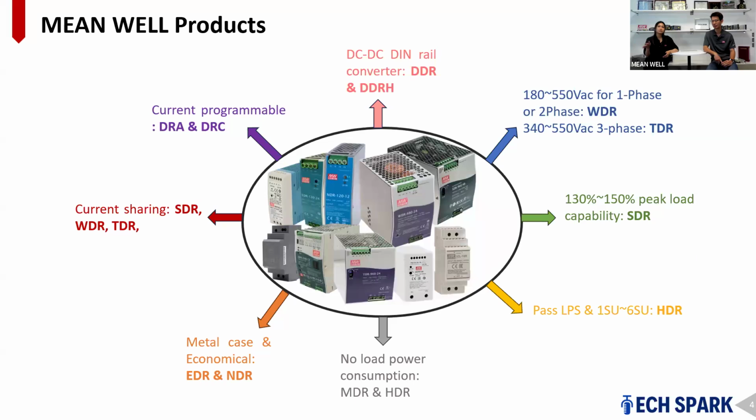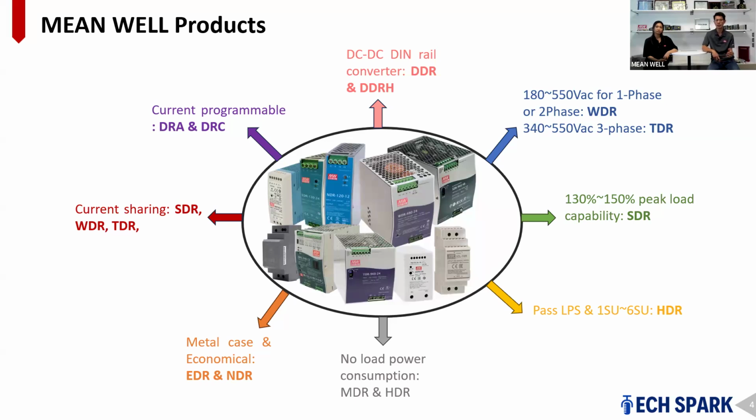So Harland, could you explain to us what makes each series so special? Yeah, Meanwhile provides a lot of different features in different power supply series. If the customer is looking for an ultra wide input range, Meanwhile offers 180 to 550 VAC with one-phase and two-phase input, and the WDR is a very good option for that. If the customer's application needs a three-phase input, then we have the TDR to power those applications.